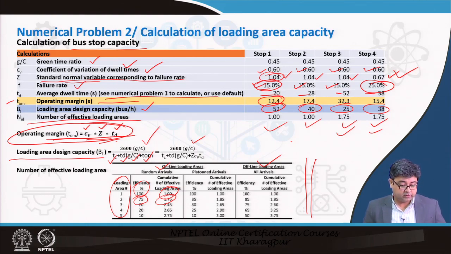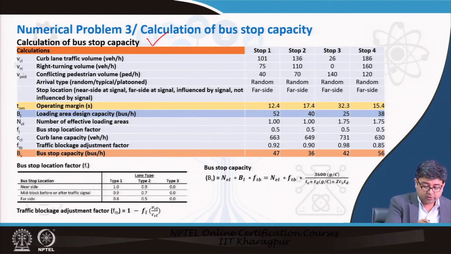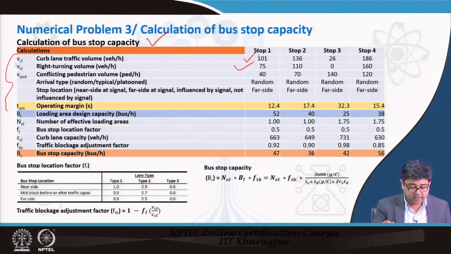Why are we inputting those values? Because finally, we want to calculate the bus stop capacity. Many of the calculations for bus stop capacity have already been developed, because we are going sequentially from one problem to the other. So you already know the curb lane traffic volume, the right turn lane volume, in our case the left turn lane volume, the pedestrian volume, and the arrival type. The stop location has been determined, T_om we just calculated, and loading area design we just calculated. Effective loading areas we also know.